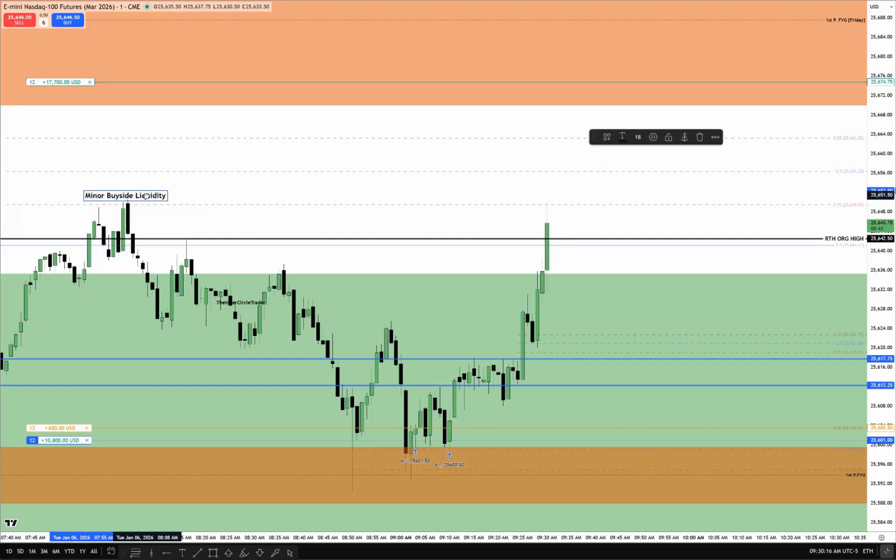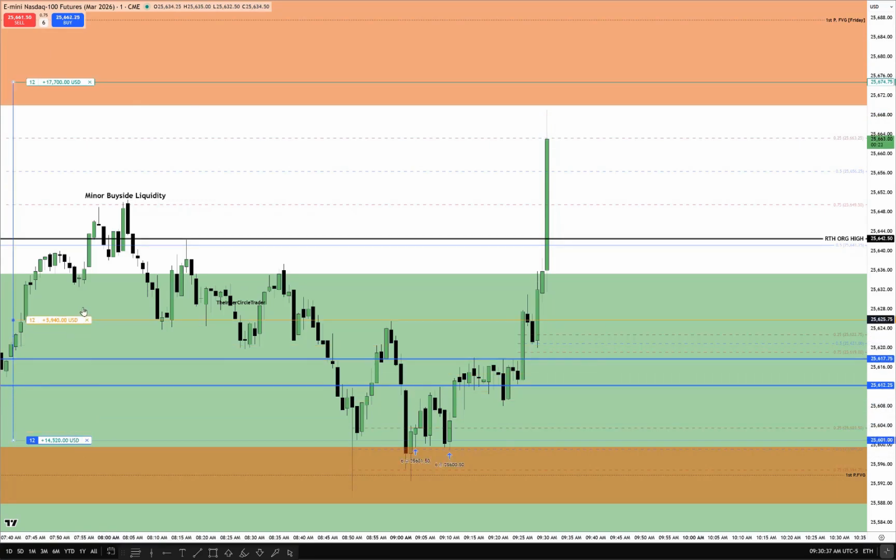Minor buy side is then tagged. We want to see follow through. We don't want to see it just touch it like that though. Like that. That's what we're looking for. So I'm going to sell half the position there. Roll the stop under.